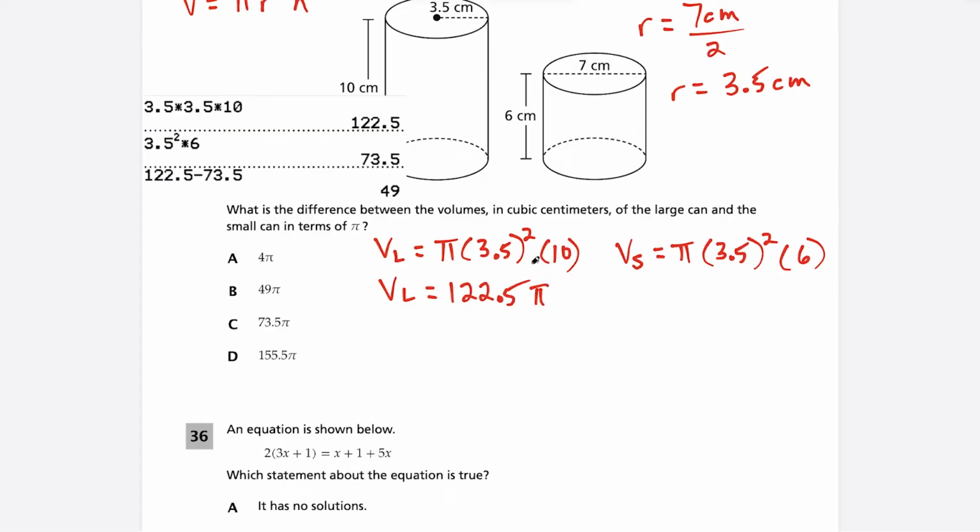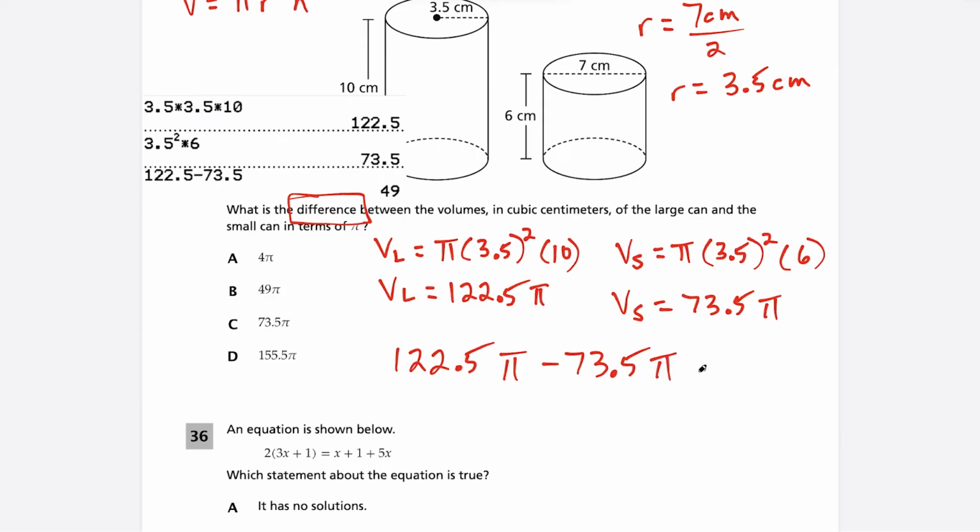Okay, so I just did the arithmetic in the calculator. And then the volume of the small can, when we did 3.5 squared times 6, we got 73.5. But now I just tack on the pi. But the question was asking for the difference between the volumes. So we have to subtract 122.5 pi minus 73.5 pi. Okay, and just think of this as we are combining like terms. So we just have to subtract 122.5 by 73.5, and we get 49, and then we just tack on the pi. So choice B is our answer.